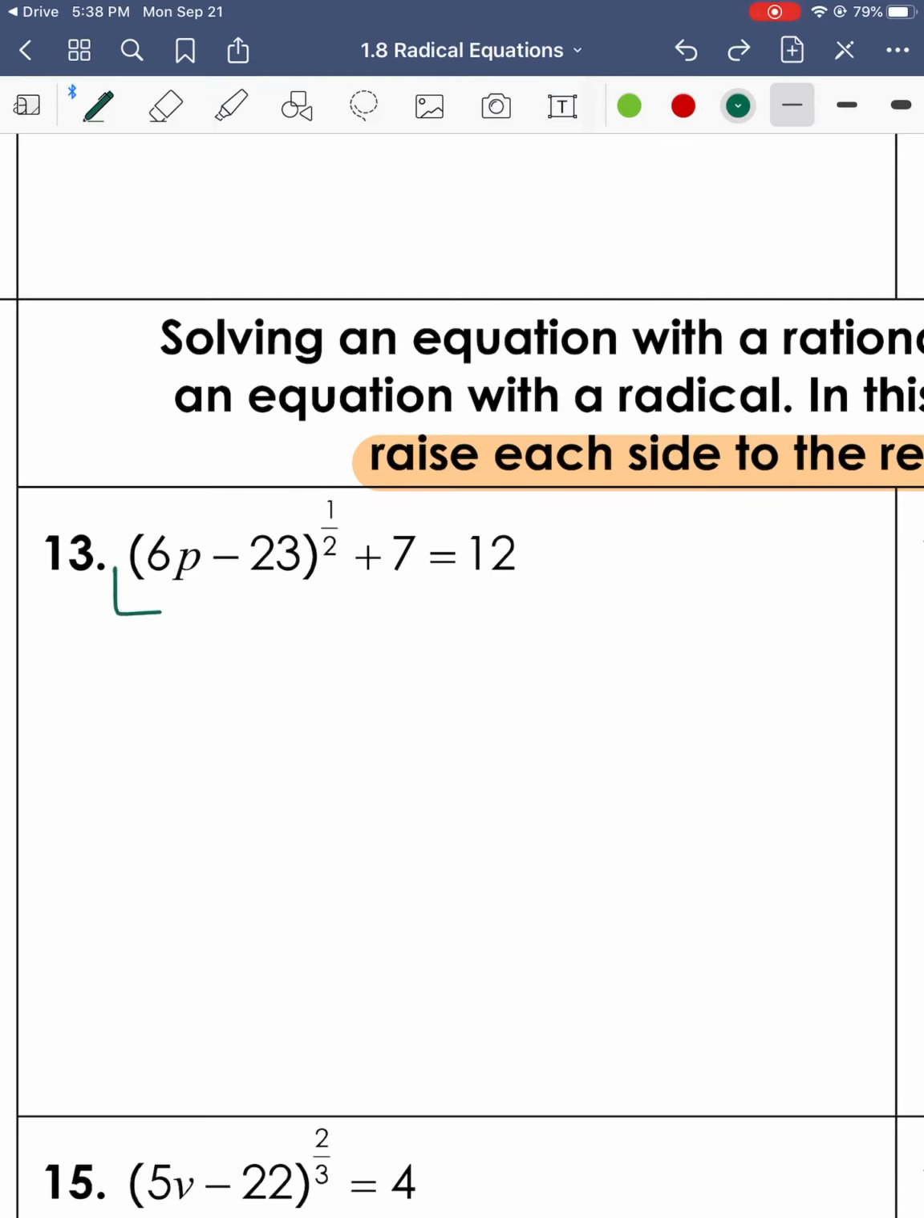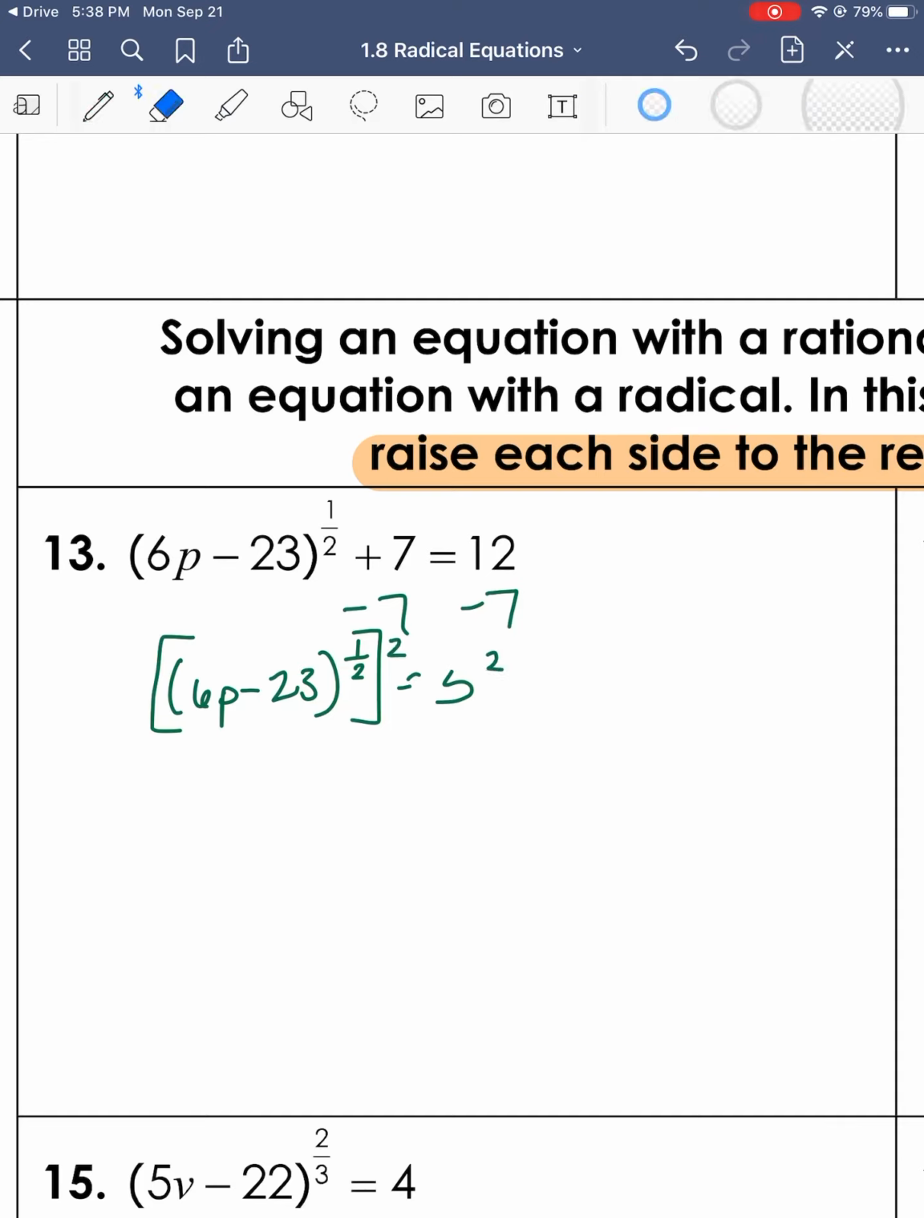So first we're going to isolate this power here. We're going to subtract 7 from both sides. Then we have 6p minus 23, still being raised to the 1/2, is equal to 5. And then we're going to take each side and raise it to the power of 2, so we're going to square it. From our exponent rules, when you take the power of a power, you multiply the exponents together.